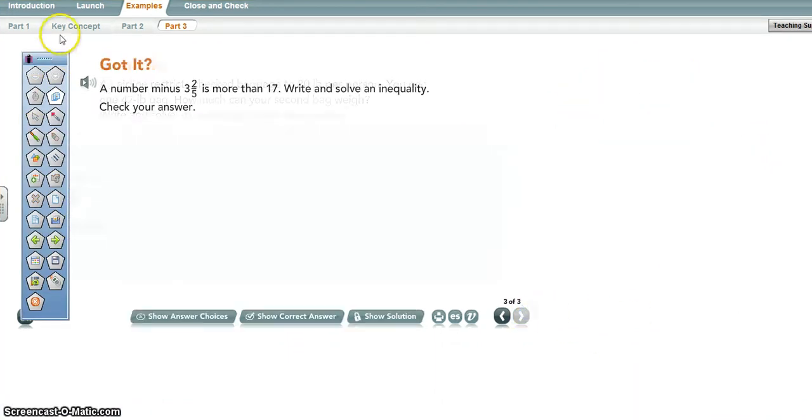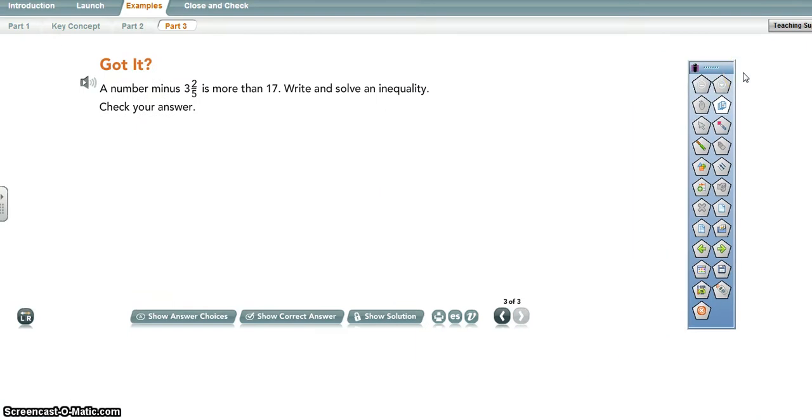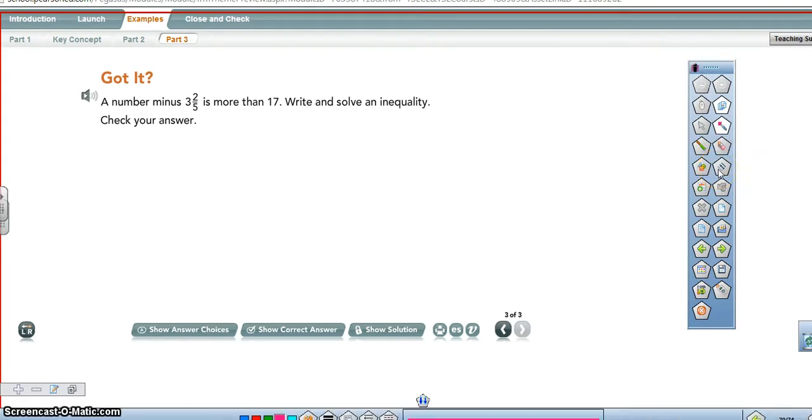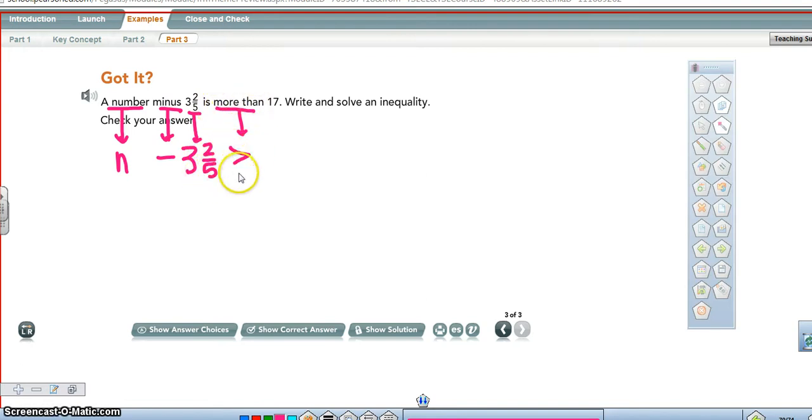All right, last one. A number minus 3 2/5 is more than 17. Okay, write and solve an inequality. Check your answer. A number. This is unknown. Minus means to subtract. 3 2/5 is more than, that's the symbol, 17.